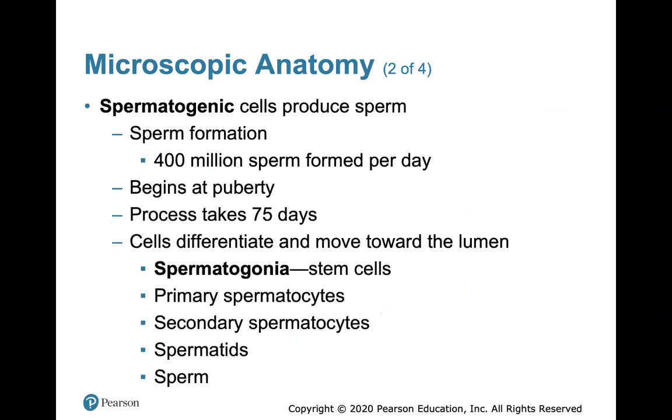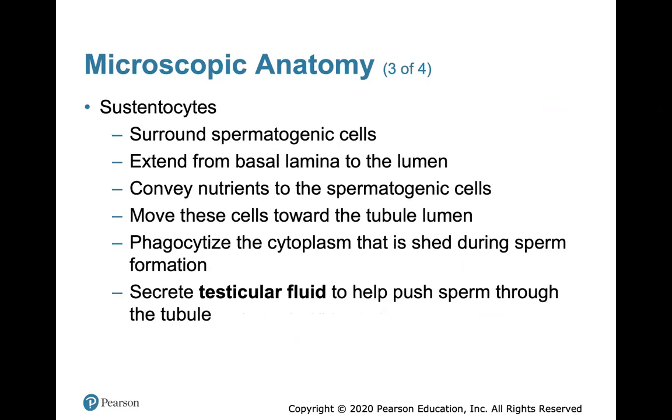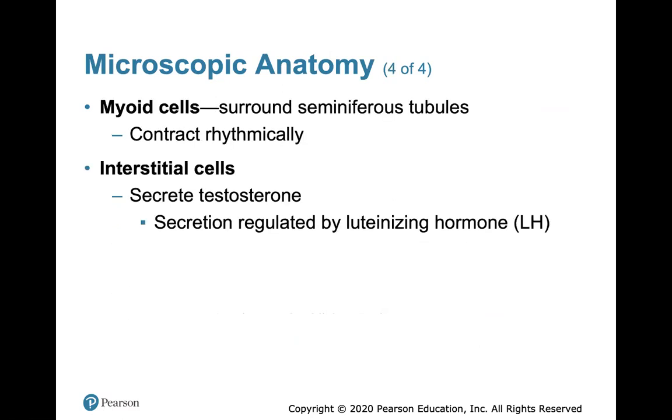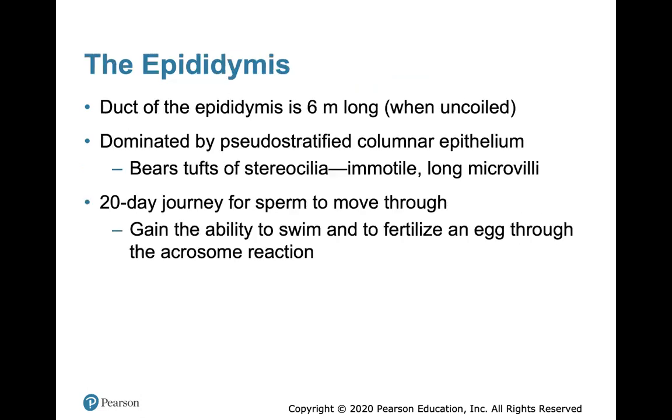You have spermatogenic cells, which will produce sperm. You don't need to know specifically the formation of sperm. About 400 million sperm are formed per day, and this begins at puberty, and the process takes about 75 days. The big thing is that the forming of the sperm occurs in the seminiferous tubules. So the seminiferous tubules are what will create the sperm.